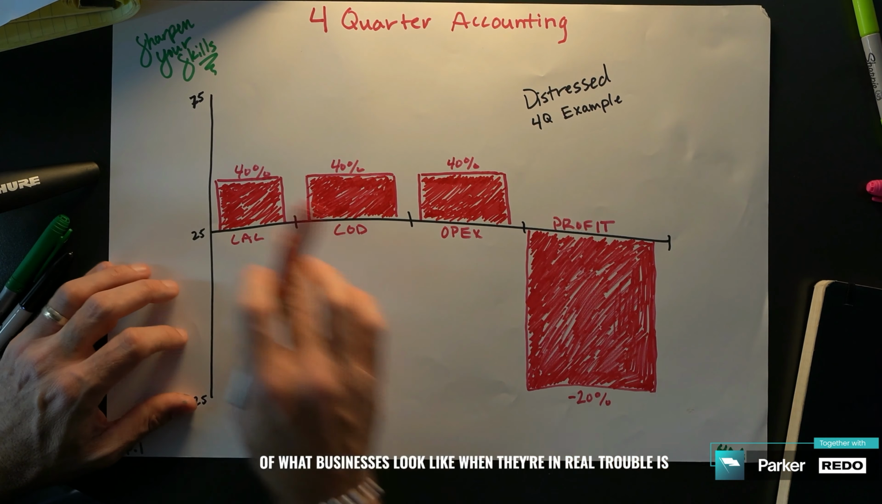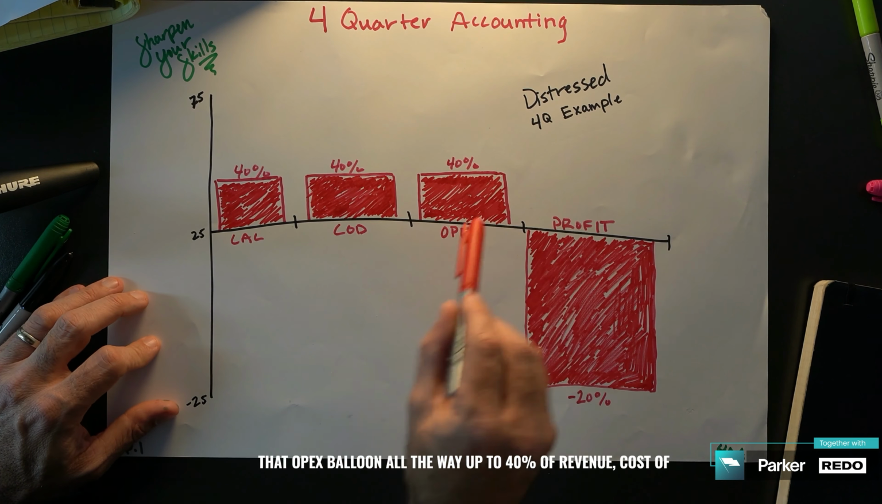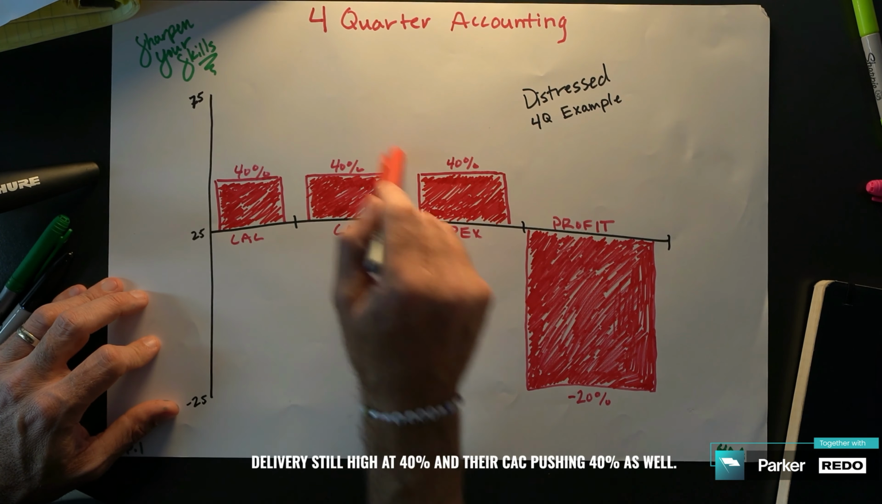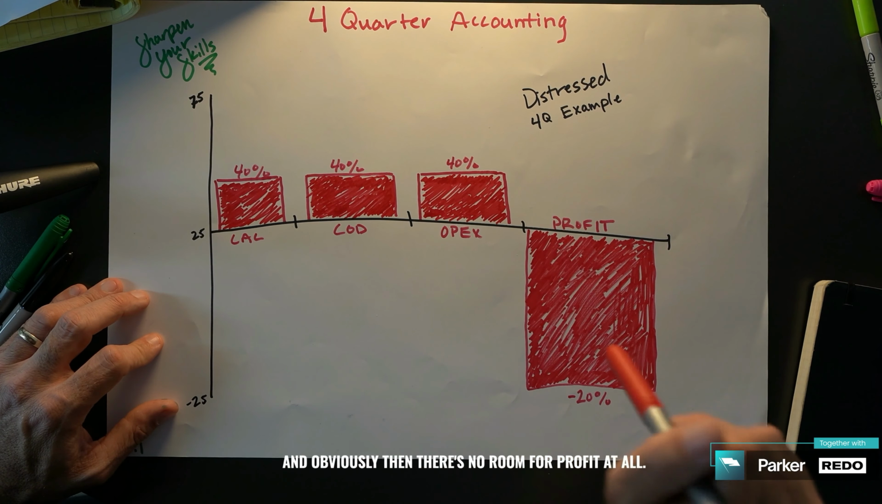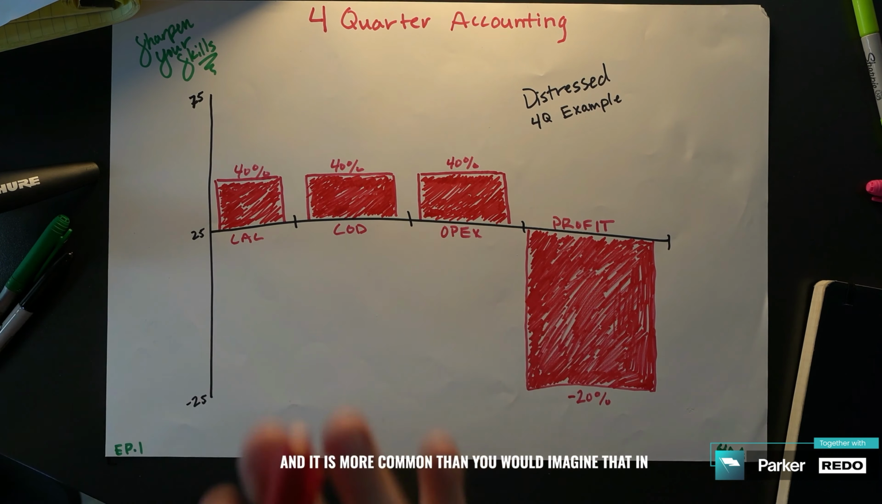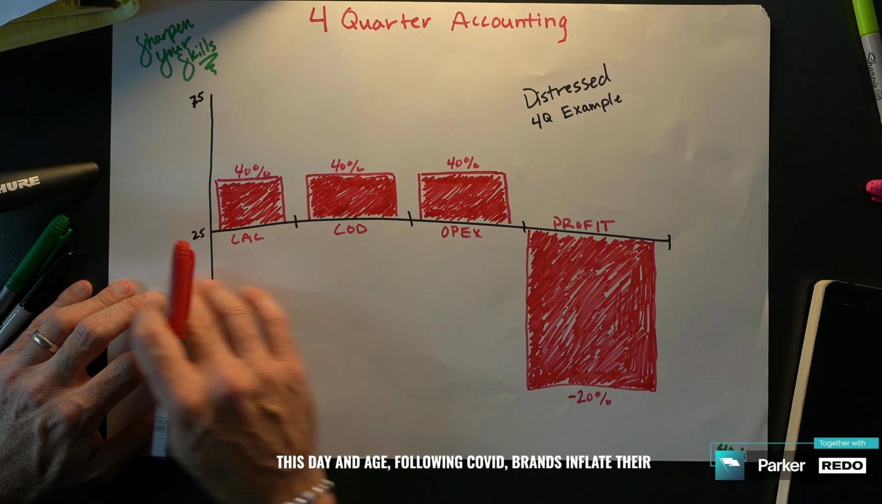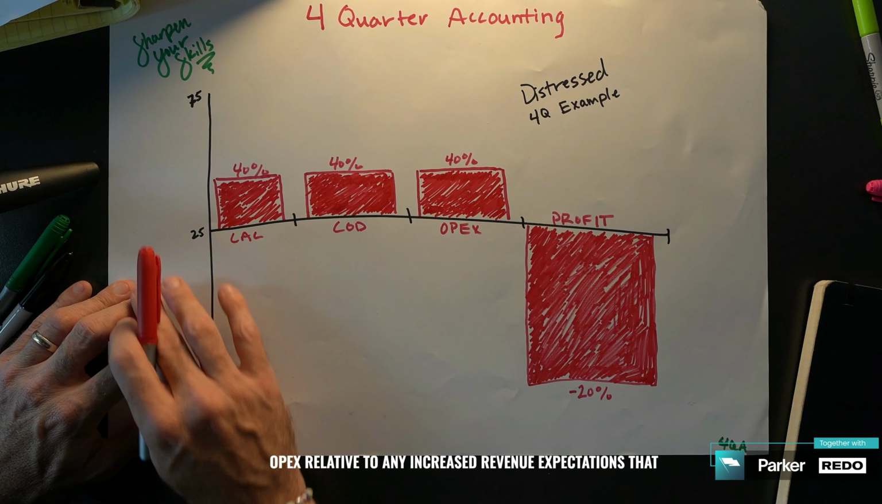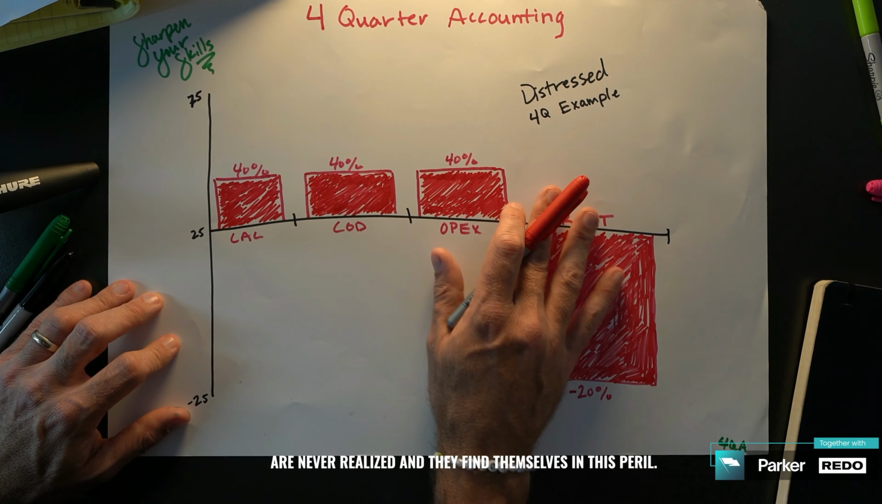Now, alternatively to on running, one of the distressed examples I see of what businesses look like when they're in real trouble is they have what I call the 40-40-40 rule, which is you'll see the OPEX balloon all the way up to 40% of revenue, cost of delivery still high at 40%, and their CAC pushing 40% as well. And obviously then there's no room for profit at all. And it is more common than you would imagine that in this day and age following COVID, brands inflate their OPEX relative to increased revenue expectations that are never realized, and they find themselves in this peril.